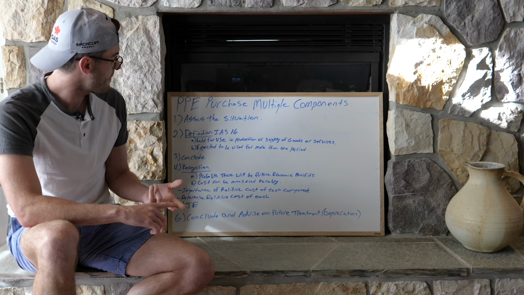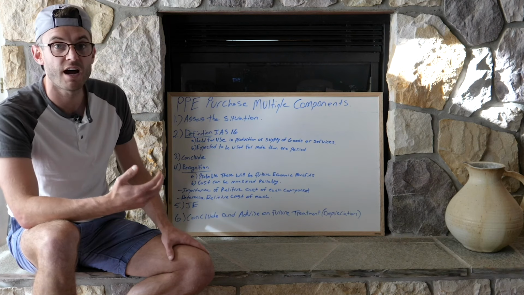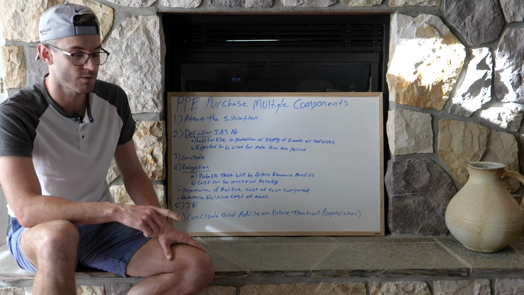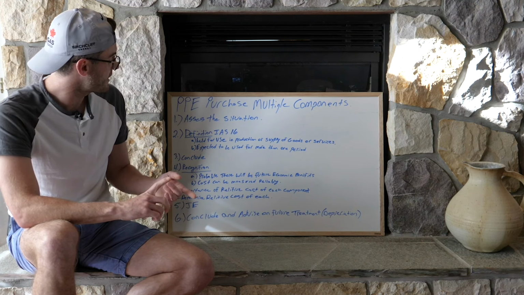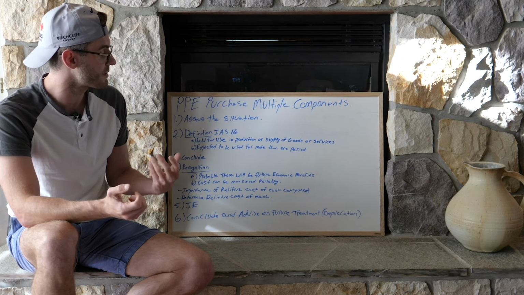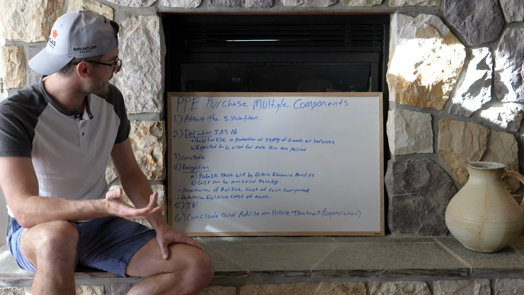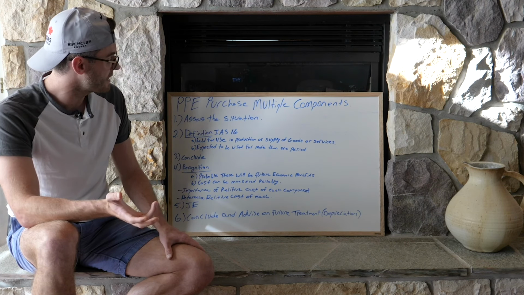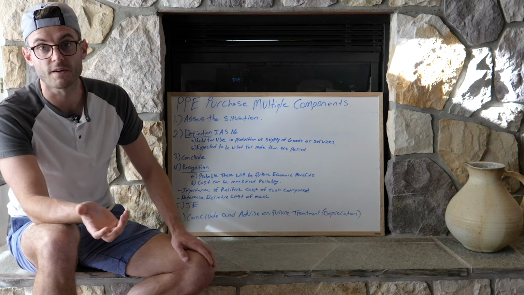Second thing, make sure that the definition of IAS 16 is met within the handbook. So that is, are the assets held for use in the production or supply of goods and services? And the second is, there's expected to be use for more than one period.